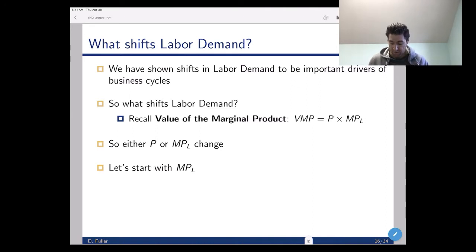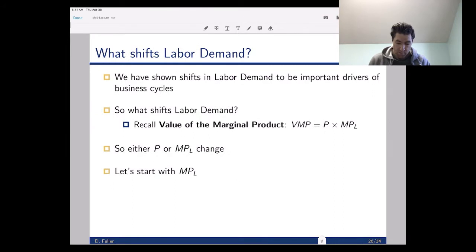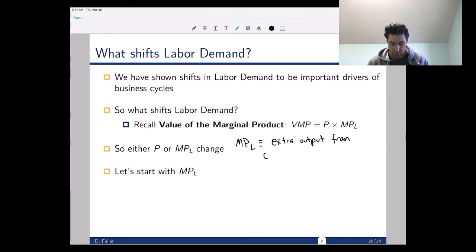So the marginal product of labor, to remind ourselves, is the extra output I get for each extra unit of labor. Right, so if I add one worker, how much additional output do they produce for me? That would be my marginal product of labor.